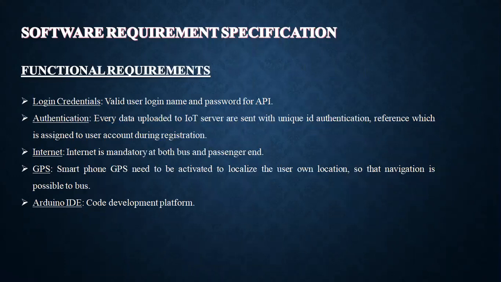Software requirement specification. Coming to functional requirements, login credentials: a valid username and password are required for login. Next, every piece of data uploaded to the IoT server is sent with a unique ID authentication which is assigned to the user account during registration. Then internet is mandatory at both the bus and passenger ends, and GPS needs to be activated to localize the user location so that navigation to the bus is possible, and Arduino IDE, which is a code development platform.